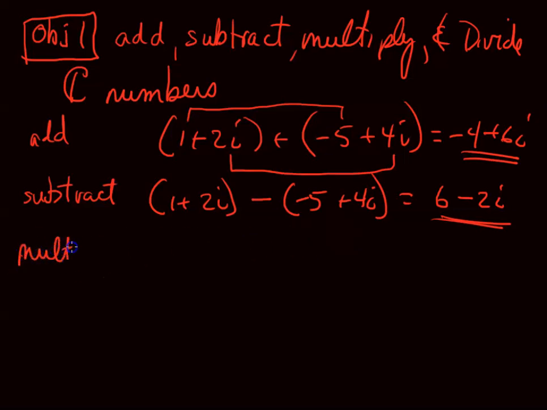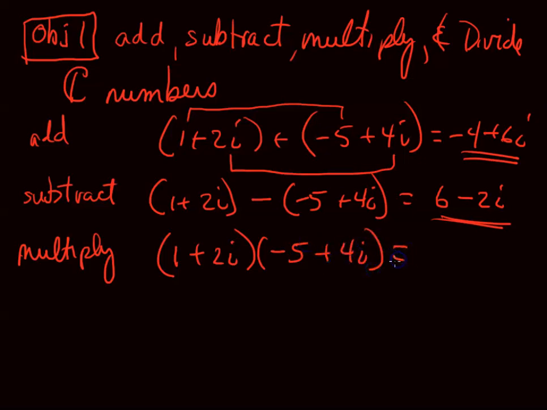Multiply is like FOIL. 1 plus 2i, negative 5 plus 4i. It's got a little twist at the end, though. 1 times negative 5 is negative 5. 2i times negative 5 is a negative 10i. 1 times 4i is positive 4i. And then 2i times 4i is 8i squared. Remember, i squared is a negative 1.